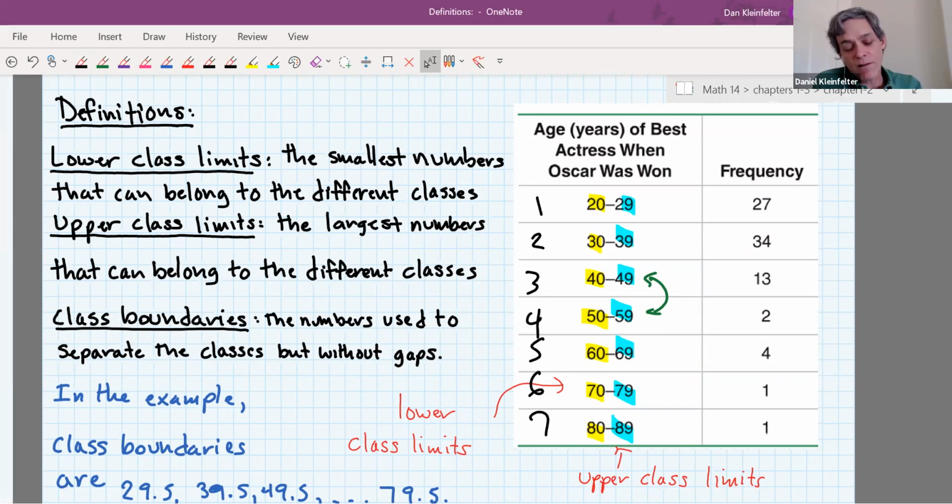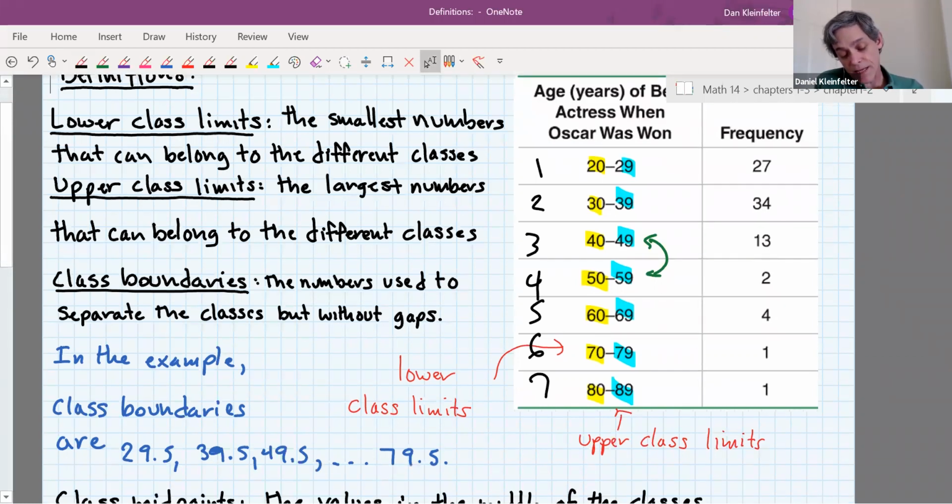So for a frequency distribution, the lower class limits are the smallest numbers that can belong to the different classes. So what you're seeing in this frequency distribution, the 20, 30, 40, and so on, all the way up to 80, are the lower class limits. Then the upper class limits are the largest numbers that can belong to the different classes. So that's, of course, the upper end, 29, 39, 49, and so forth. Those will make up the upper class limits. Okay, class boundaries. This is a little bit more careful. Class boundaries are the numbers that are used to separate the classes, but without gaps.